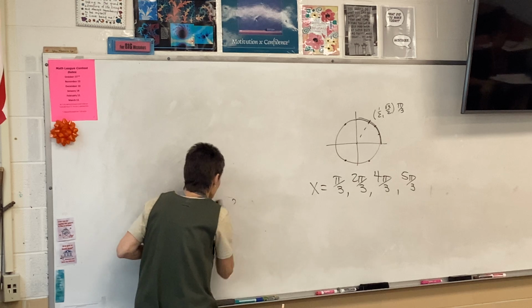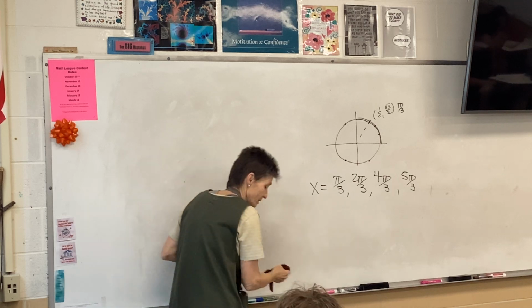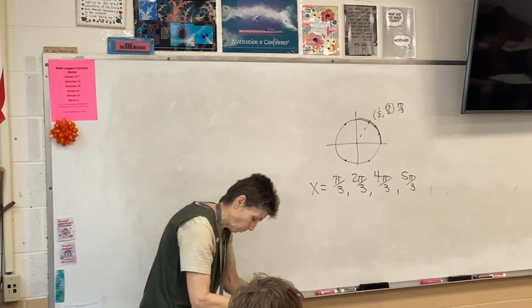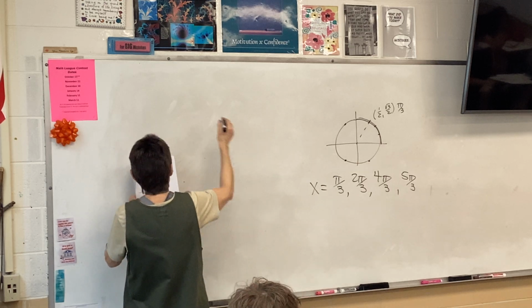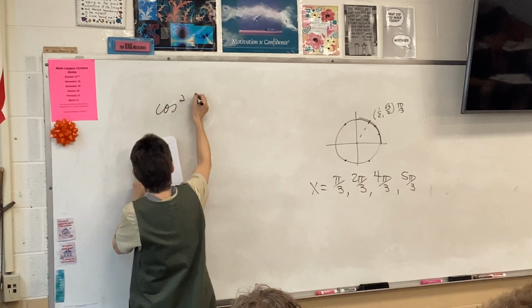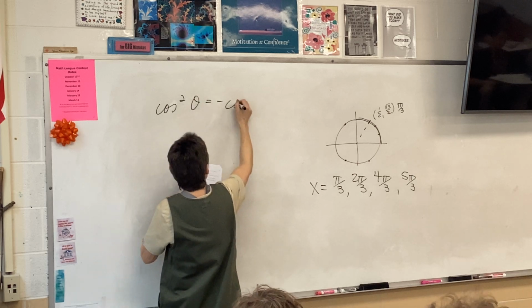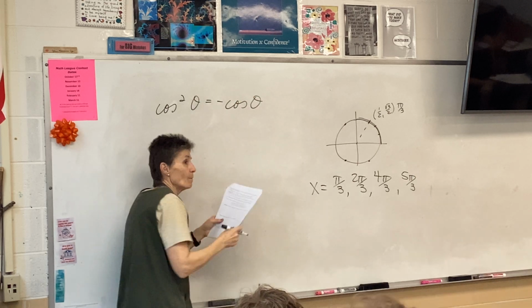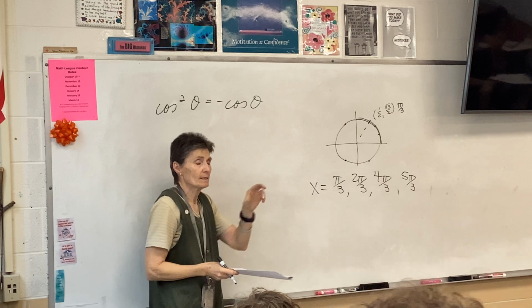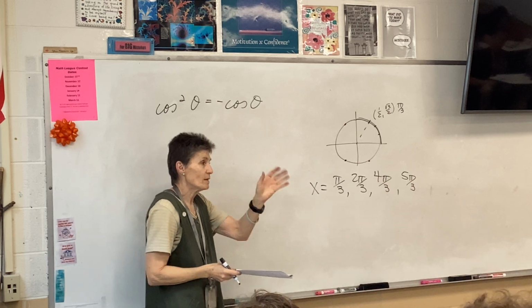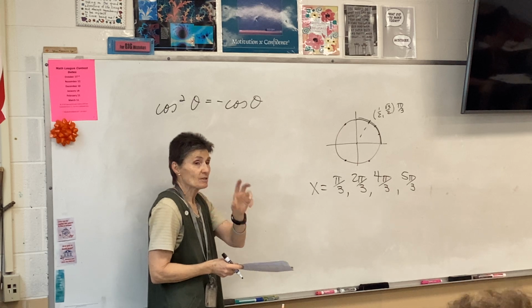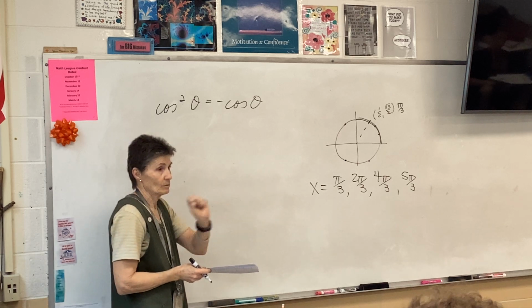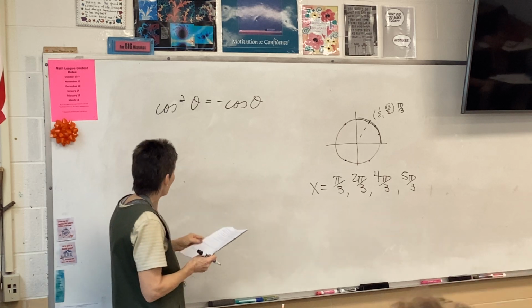All right, let's look at the next one, see if we can make any progress with that. What are all the values once around the circle where cosine squared equals negative cosine? Remember, if they're telling us 0 to 2 pi, then we don't need the plus or minus 2 pi n sign. That's only if we're finding all of the solutions. All right, what do you want to do here?